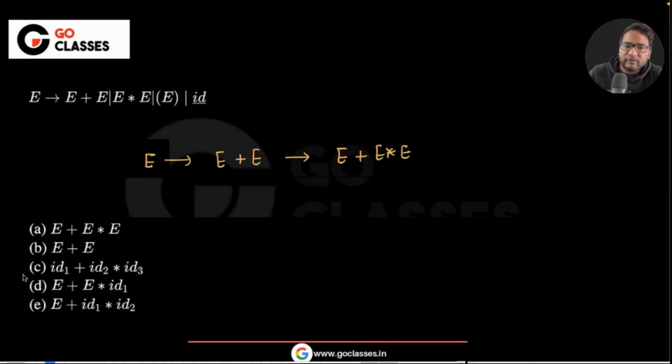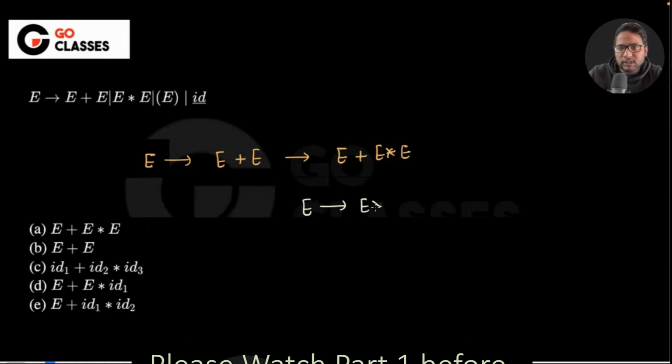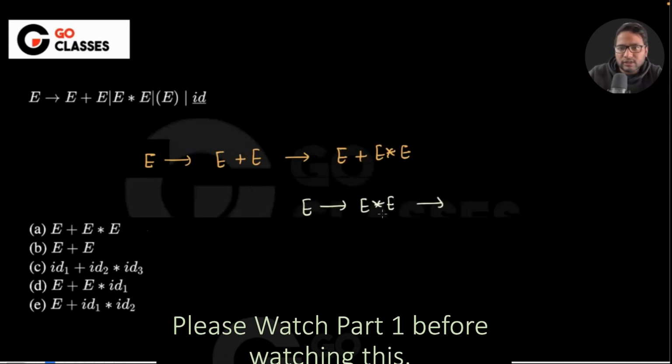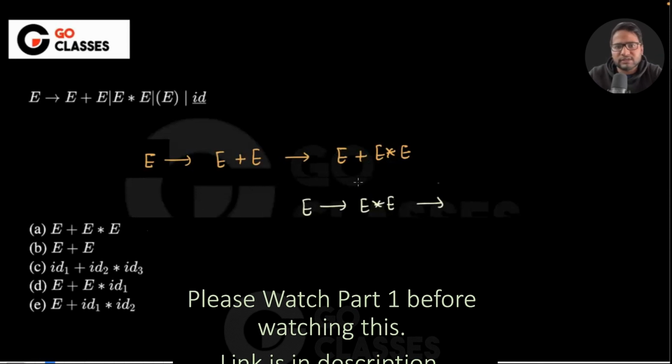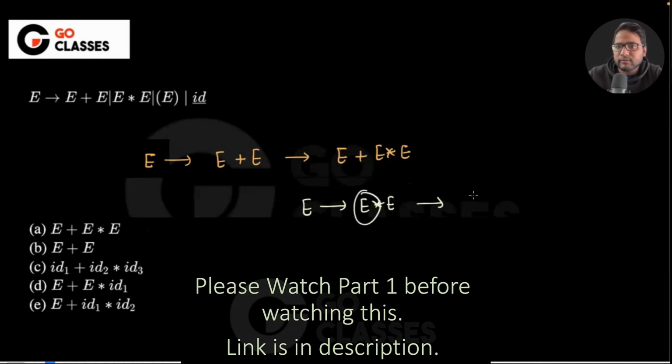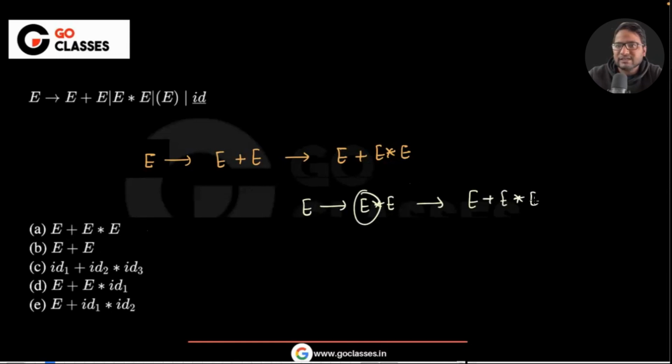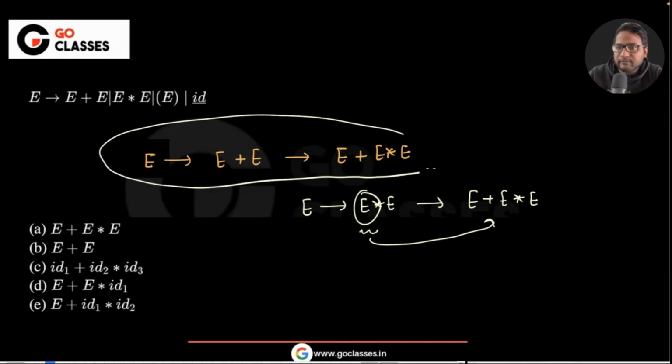Okay. Is there any other way to generate this? Let's just see. Can you see that if you go for this E into E first, then this E should be giving you E plus E or something? Can you say something like this in the right sentential form, that this E is reducing to E plus E? Let me know. No, right? So in the right sentential form, there is only one way to generate this. Or let me know if you find any other way to generate this in the right sentential form.